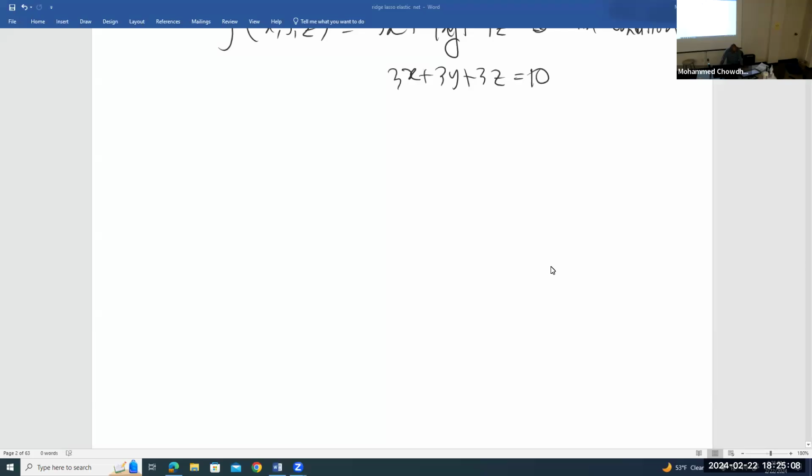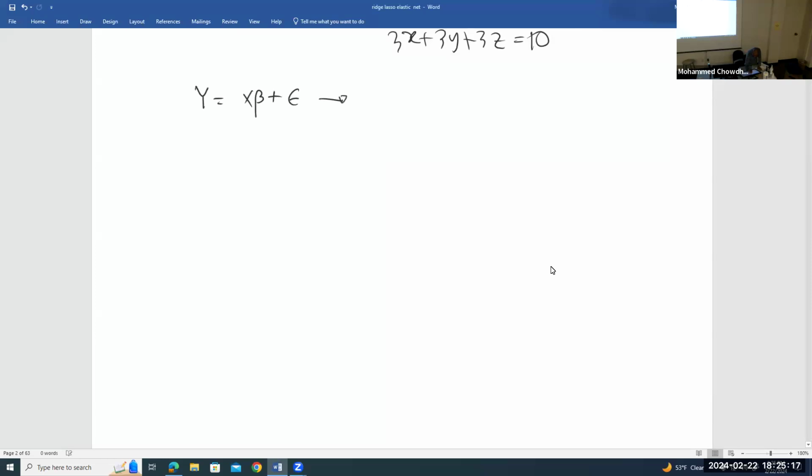First of all, you already know what this is, right? Multiple linear regression model. Clear, right? Everybody knows these things, multiple linear regression model.